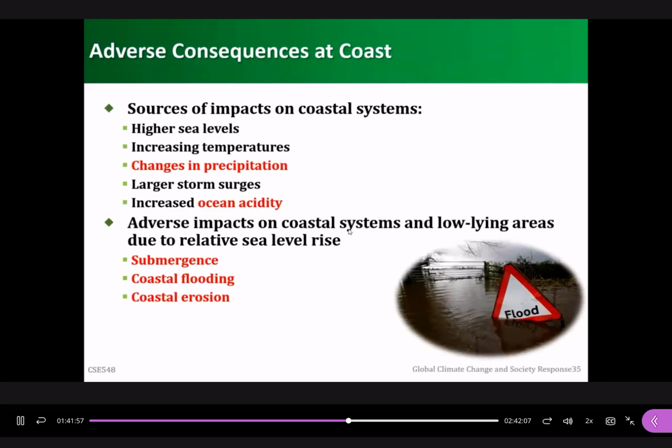The larger storm surges, which here we generally indicate as the tropical cyclone, the typhoon from the sea. The increased ocean acidity will enhance the erosion of the coastal structures. For example, in Hong Kong, we have many buildings near the sea, so there will be a threat to the pillars of the buildings. The sea level rise will cause submergence, coastal flooding and coastal erosion. This is easy to understand.